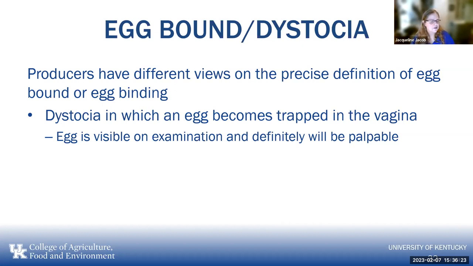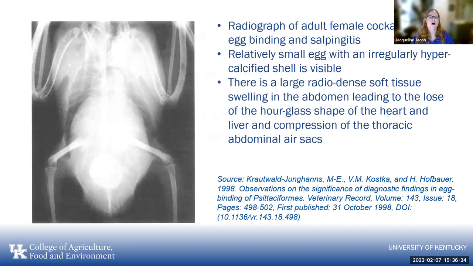The egg is visible on examination, and you should definitely be able to palpate it. That's one form of being egg bound. And you can often see it on a radiograph. This one happens to be a female cockatiel with both egg binding and salpingitis, which is inflammation of the oviduct. It's a relatively small egg with an irregularly hypercalcified shell that can't be passed.